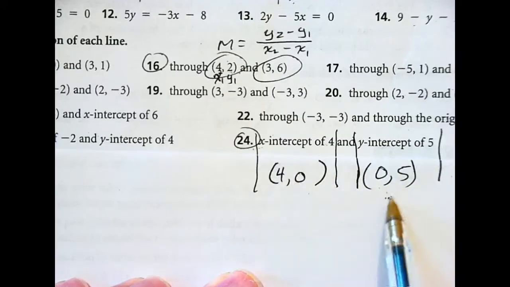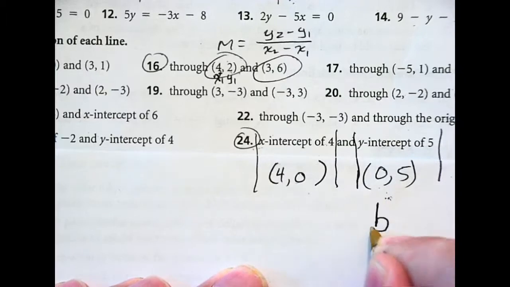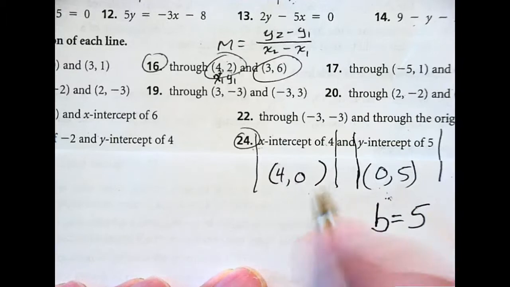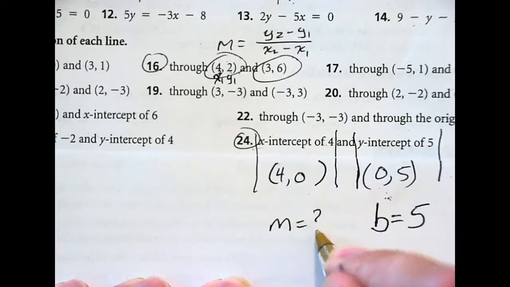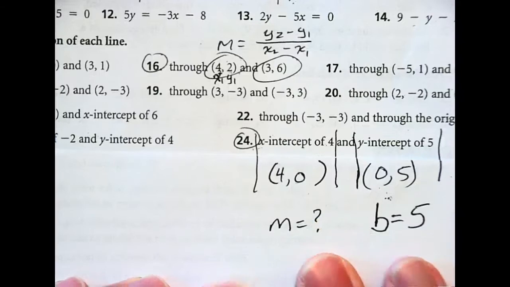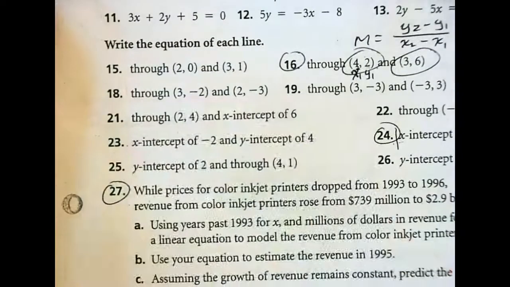The other thing that the y-intercept is, we have a special name for it. We call it b. So we know b. B is 5. We need to find m to write our equation. I'm going to leave that to you. You know how to do that. But the last problem, so that was writing equations of a line.